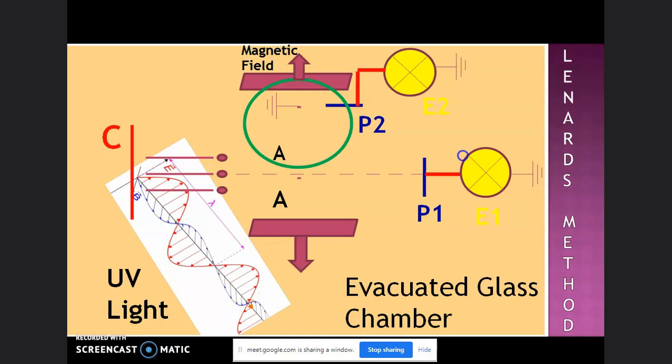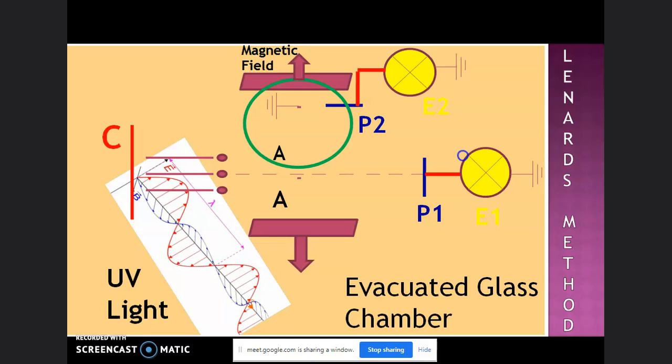Now we have to apply what? We have to apply a magnetic field perpendicular to the experimental setup, or perpendicular to the anode terminal. So we are going to apply the magnetic field in the perpendicular direction. That is, if the flow is towards P1, then we are going to apply it in the vertical direction, perpendicular, on both sides.